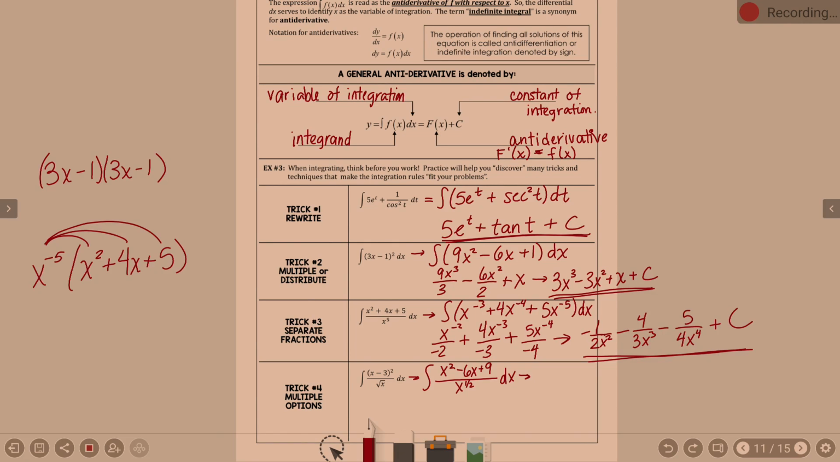So x squared divided by x to the 1/2 is x to 3 halves, because 2 minus 1/2 is going to be x to the 3/2. Minus 6x to the 1/2, because 1 minus 1/2. Plus 9x to the negative 1/2 dx.